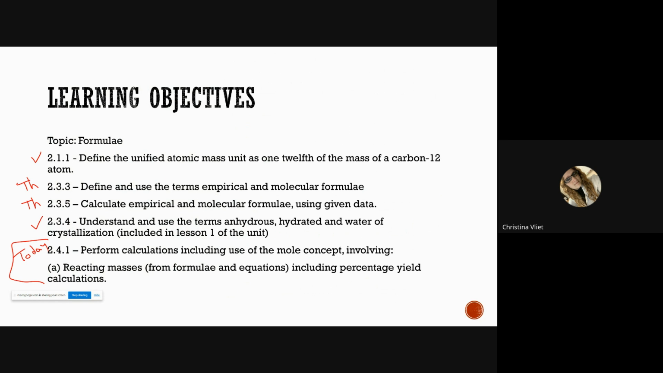The only thing we're doing today is we're going to use the mole concept to perform calculations of reacting masses. What does that really mean? If I give you grams of a reactant, can you tell me how many grams of product are made? We have done this before. This is something that hopefully should just be a reminder of what to do.